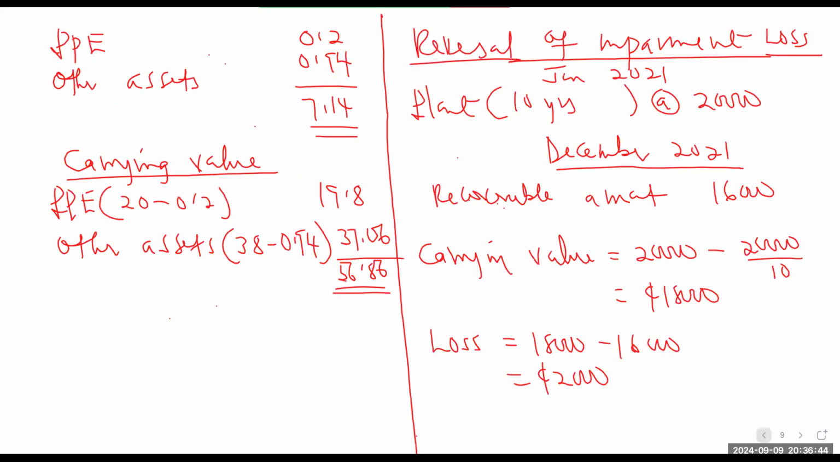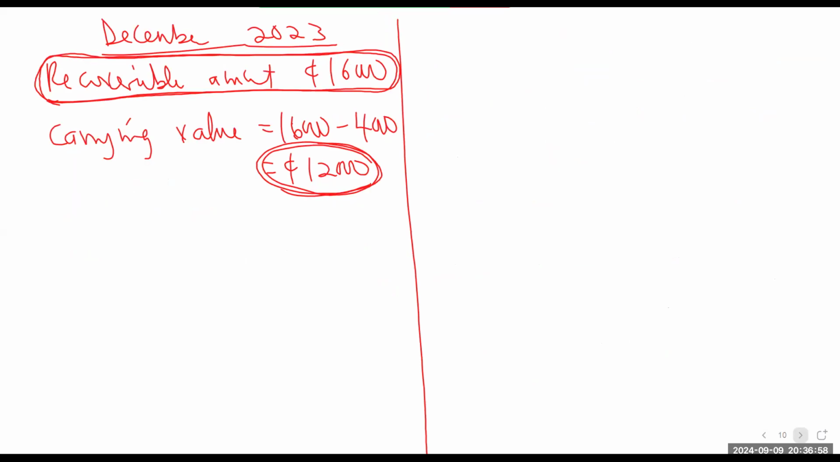So if the impairment has not happened, the asset will be carried at cost of 20,000, depreciated over 10 years. Is that correct? Yes. Okay. So what would have been the carrying value of the asset as at this date? This will be 20,000 minus 20,000 divided by 10 multiplied by 3. Are we correct? Yeah.